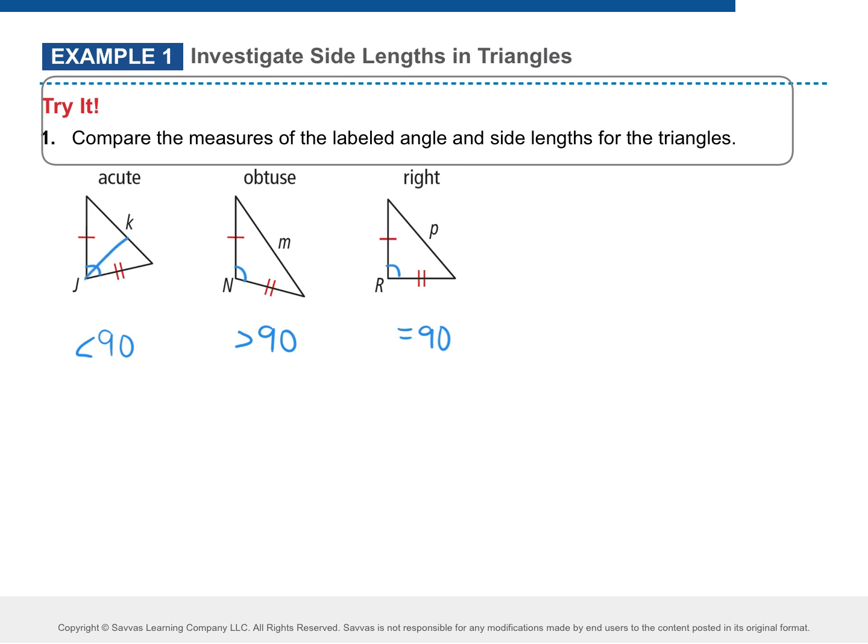Okay. If I go from an acute triangle to an obtuse triangle, what's happening to that angle? It's getting bigger. So what's happening to the side? It's also getting bigger. So as that angle's getting bigger, so is the side. Okay. If I go from an obtuse triangle to a right triangle, what's happening? Angle's getting smaller. So what is my side doing? Also getting smaller.